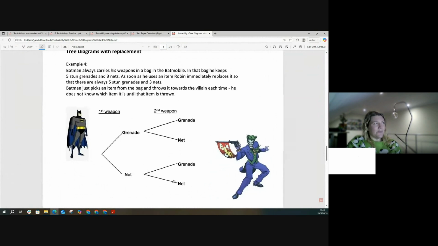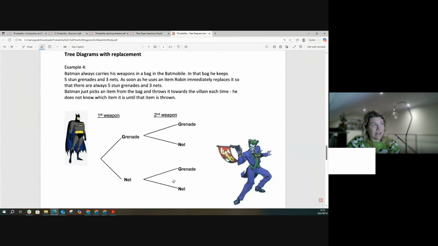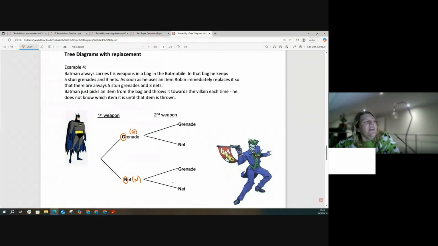Batman always carries his weapons in a bag in the Batmobile. In that bag, he carries 5 stun grenades and 3 nets. So we have G and N. Okay. As soon as he uses an item, Robin immediately replaces it. So there are always 5 stun grenades and 3 nets. So that's telling us that things are being replaced. Batman just picks an item from the bag and throws it towards the villain each time. He does not know which item it is until that item is thrown.